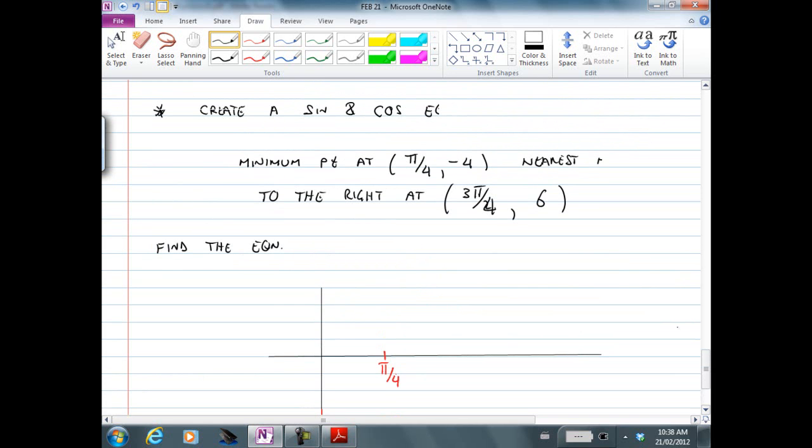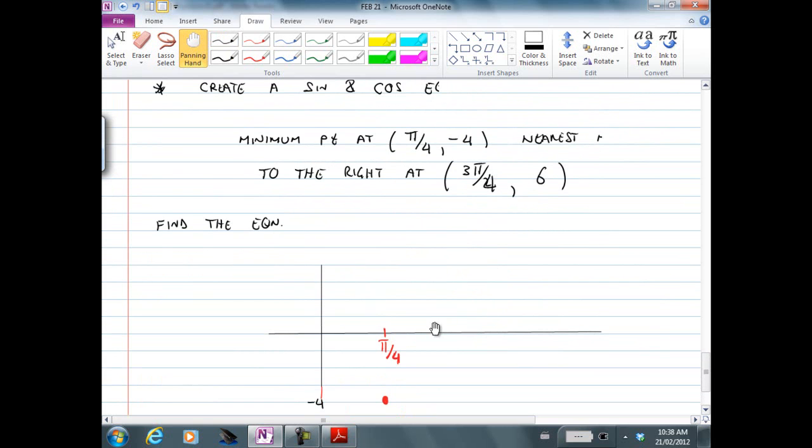Now, it says there's a maximum point to the right. 3 pi by 4 and 6. So take a guess where 3 pi by 4 is. 3 pi by 4 is going to be right about here somewhere. Just a wild guess. Okay. And I want you to put a dot at 6 for me, please. Take a guess. It doesn't have to be accurate. 1, 2, 3, 4, 5, 6. Right about here.